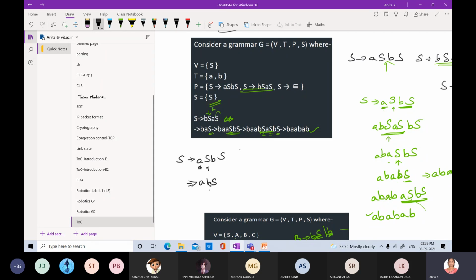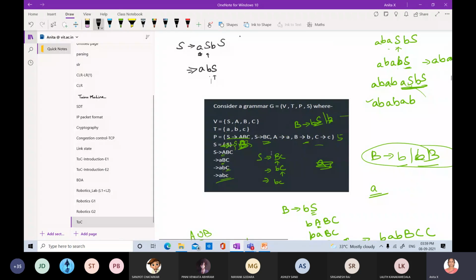Now the next is scanned. Yes, it is a terminal symbol. The next is scanned as a non-terminal, so I can reduce this to these two things. This is how the strings are generated. This is another such example. Here there are four non-terminals, S, A, B, C, right? So what is mentioned here?